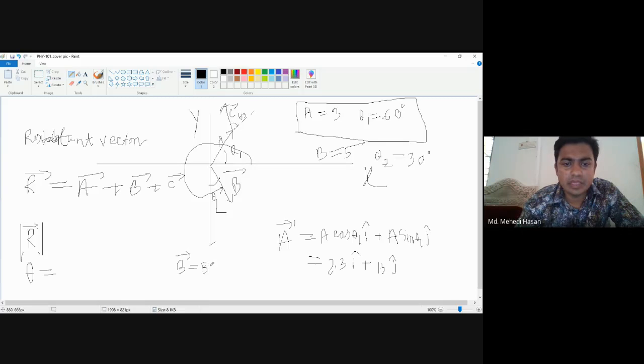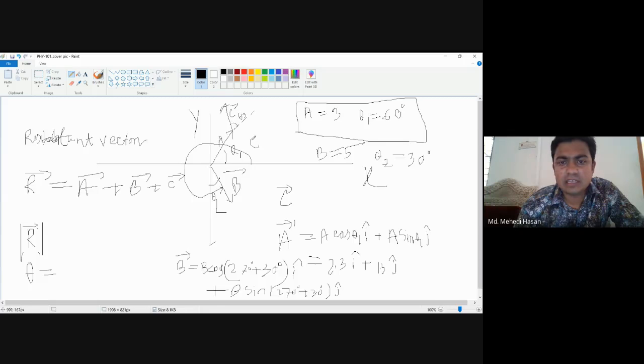Then you can say B cos of 270 degrees plus theta 2, which is given as 30 degrees, i plus B sin of 270 degrees plus 30 degrees j. So this is vector B.